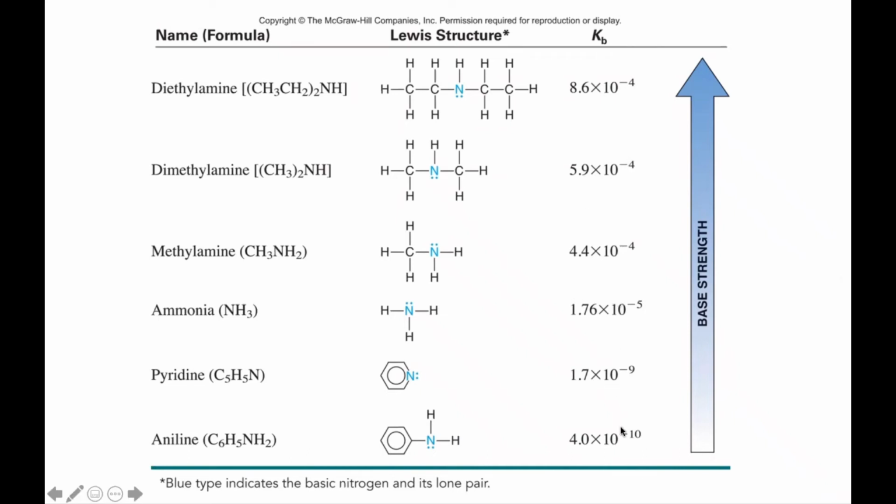Methylamine, ammonia, pyridine, aniline. If you know from organic chemistry, the more resonance stabilized the cation is going to be, the higher the Kb value it's going to have. So you can see that these singly substituted bases have a better Kb value than ammonia, and so on.